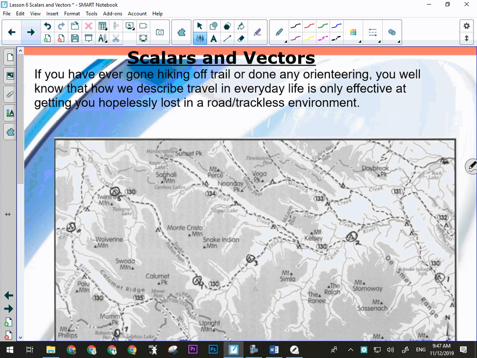The way we typically describe distance is worse than useless. Okay, and I will give you an example of that. A buddy and I were hiking in Kootenai National Park, backpacking actually. We were on a 3-day backpack, and it was on our second day.